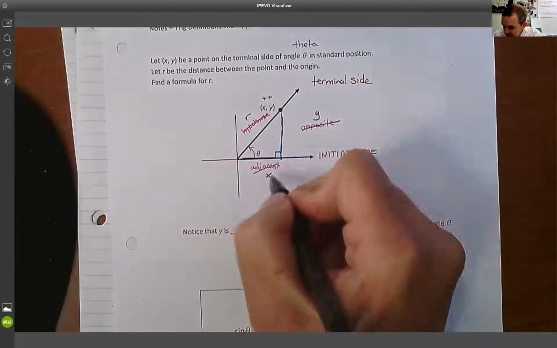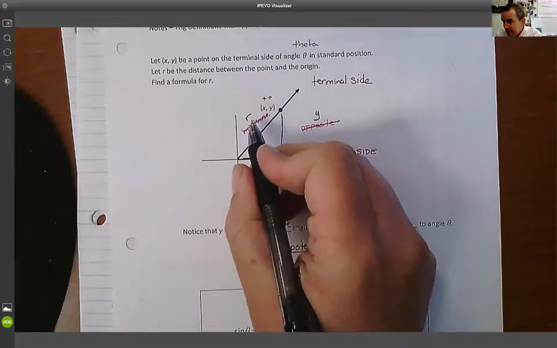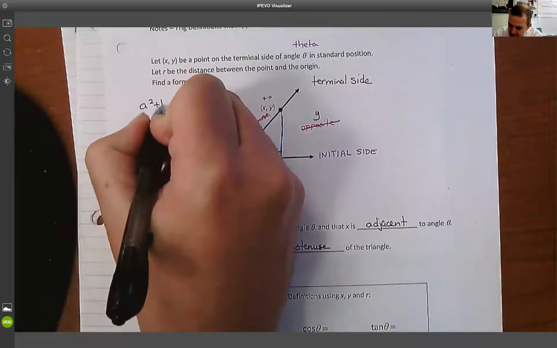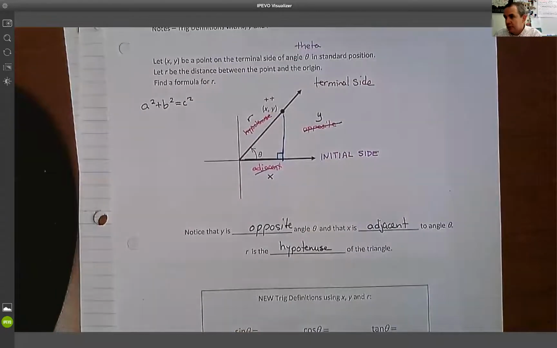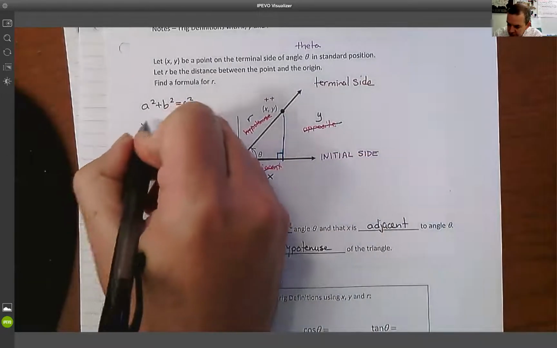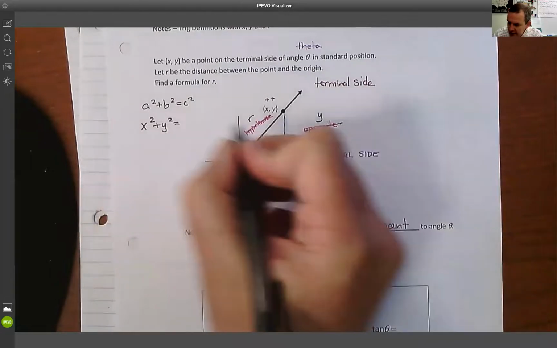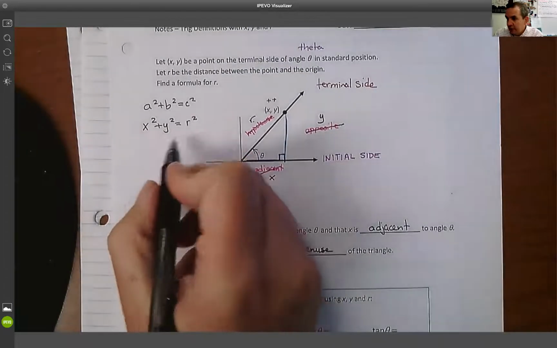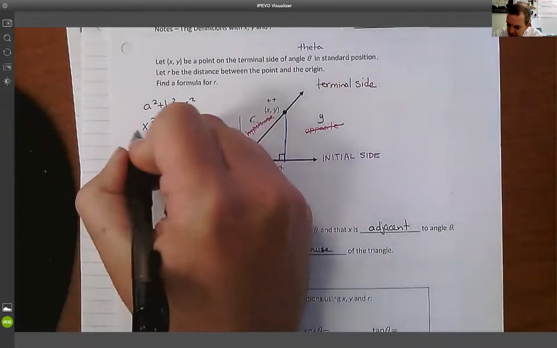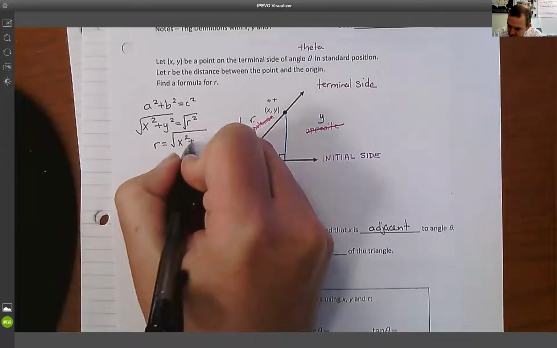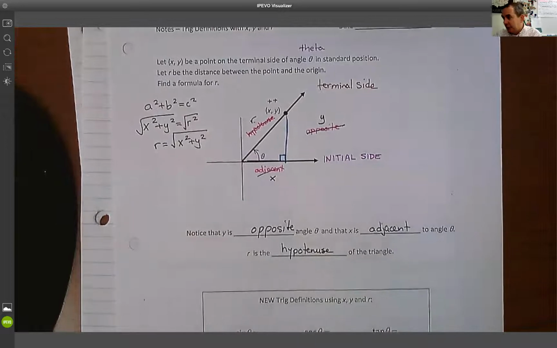You're given this point, so you're given these two numbers. Well, I can figure out this number because of the Pythagorean theorem. The Pythagorean theorem says a squared plus b squared equals c squared. In this case, a and b are x and y, so this becomes x squared plus y squared, and your hypotenuse is r, so it's going to be r squared. So in order to figure out r, we take the square root of both sides, and we'll find out that r equals the square root of x squared plus y squared. So that's how I can figure that out. If I'm given a point, I can figure that stuff out.